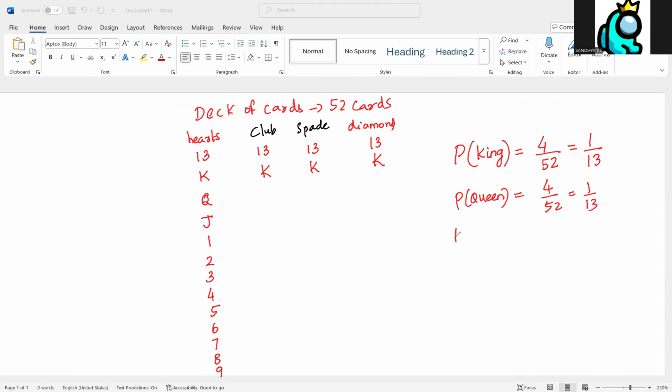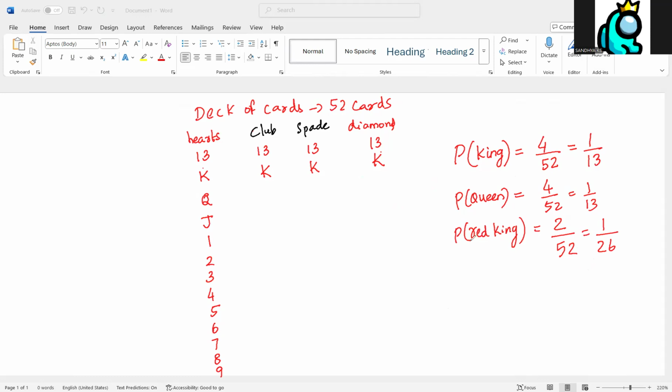But if my question is, what is the probability of getting a red king, if I specify like that, red king, so you know club and spade are black, right? And only heart and diamond are red. So I have only 2 red kings out of these 52. So I want to do 2 by 52. Again, both are divisible by 2. So 1 2s are 2, 26 into 2 is 52. So the answer will be 1 by 26.